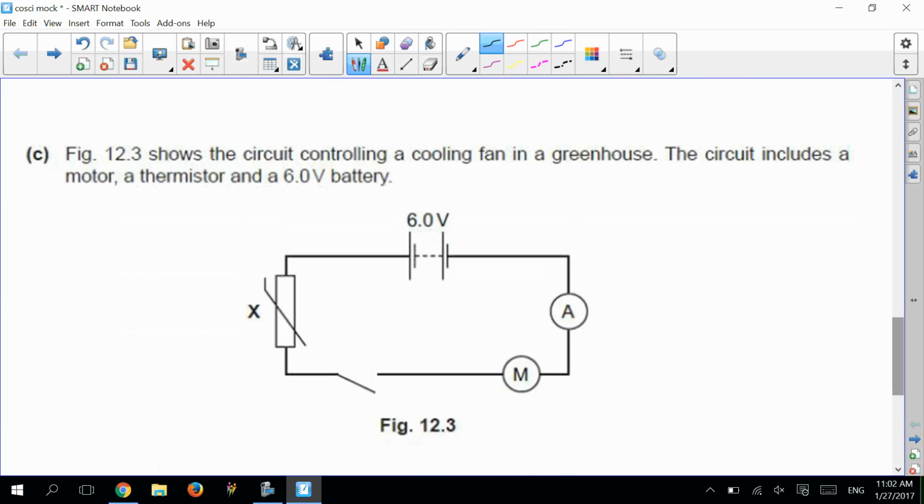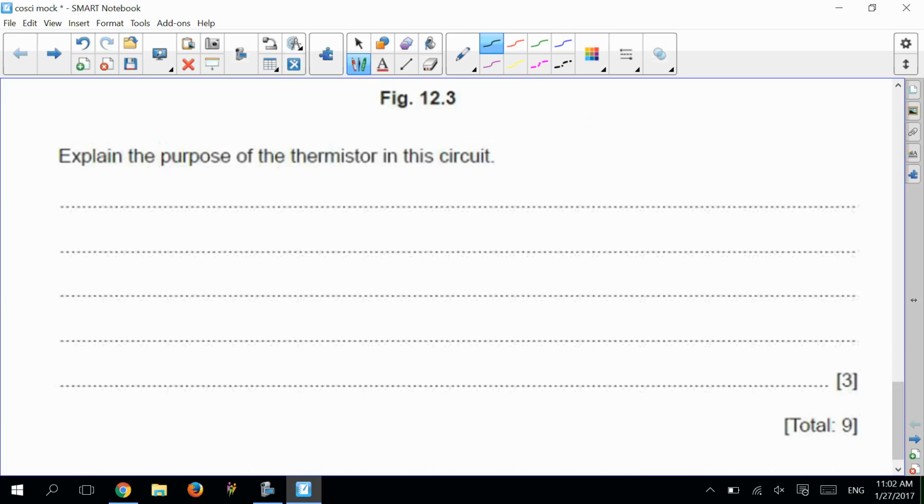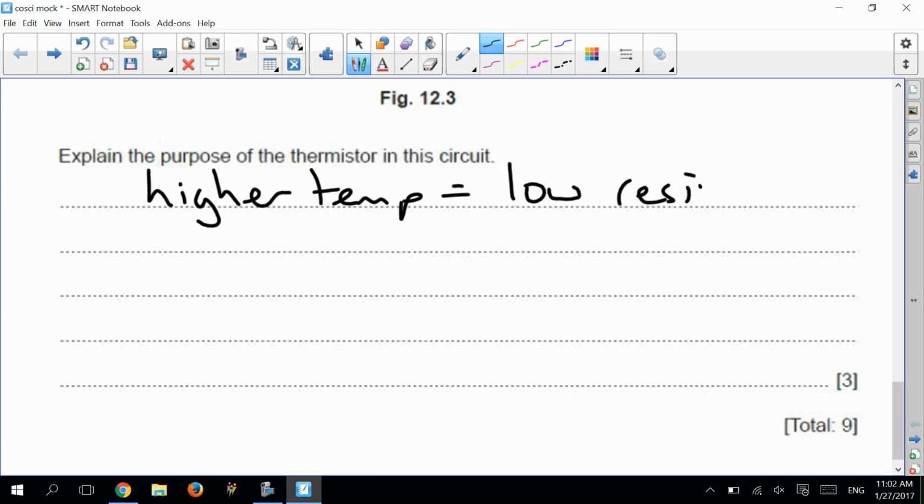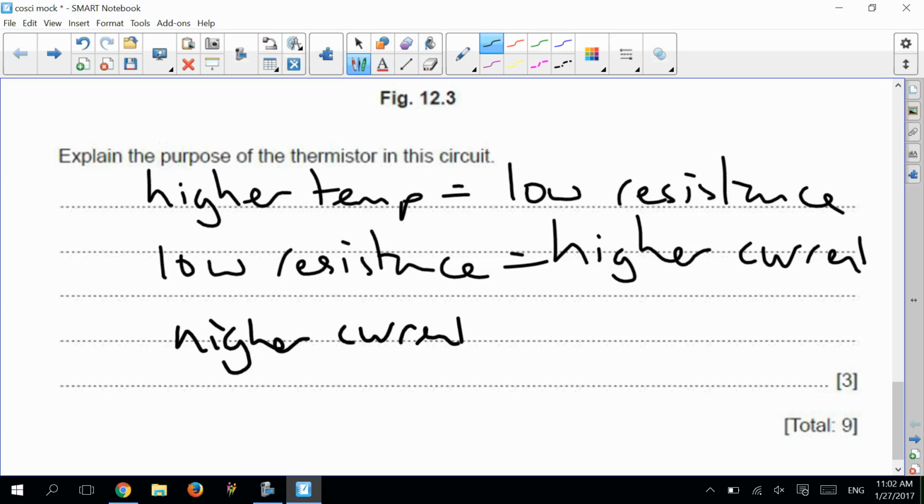Figure 12.3 shows a circuit controlling a cooling fan in a greenhouse. The circuit includes a motor, a thermistor and a 6-volt battery. Explain the purpose of the thermistor in the circuit. Okay, so we need 3 ideas. We need the idea that high temperature equals low resistance. Low resistance equals high current, or higher current. And higher current equals a faster motor.